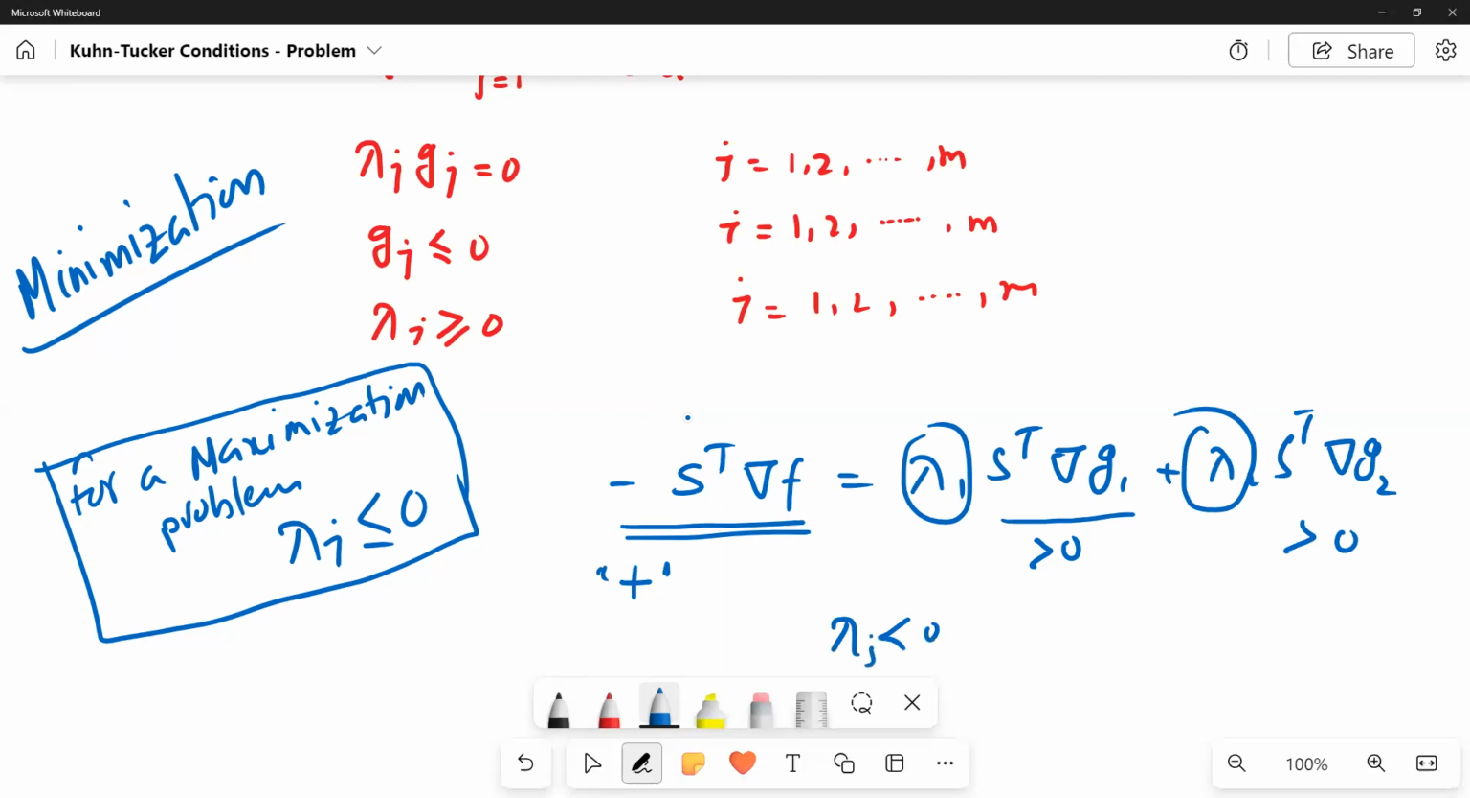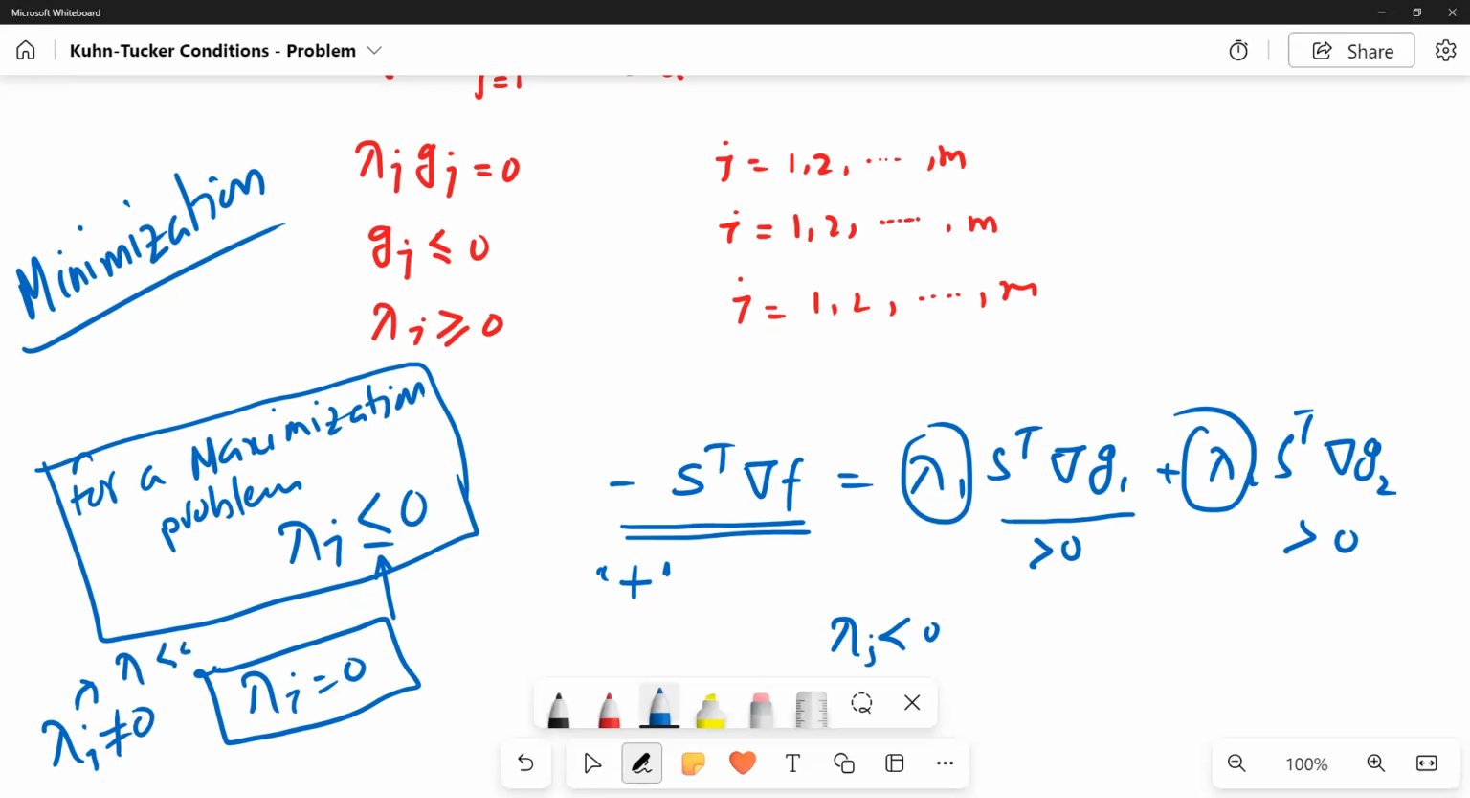In this case, 1, 2 we can say, but why is the equality sign there? Because we don't know the inactive conditions. So inactive conditions are given by this, and active conditions are given by g j not equal to 0, but for maximization, it has to be less than 0.